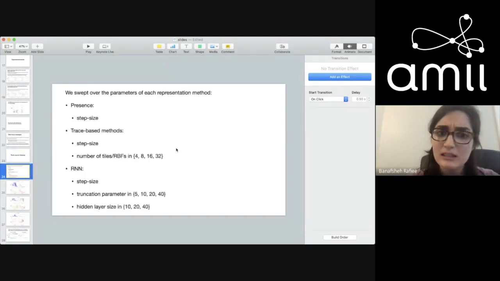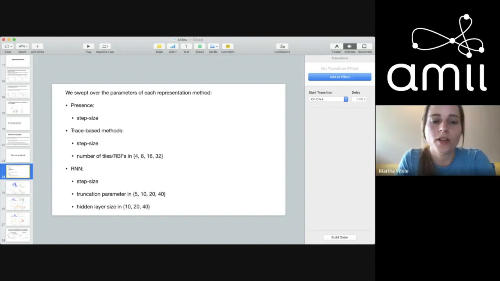Can you see this? Yes. So in all cases, we tried all these parameters. For the RNN, I used truncation 5, 10, 20, and 40. Okay, so big enough that it would span the ISI.